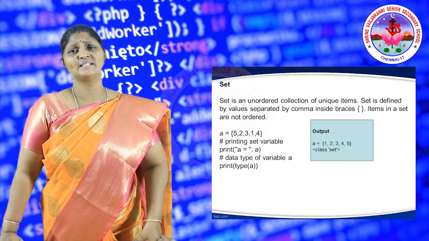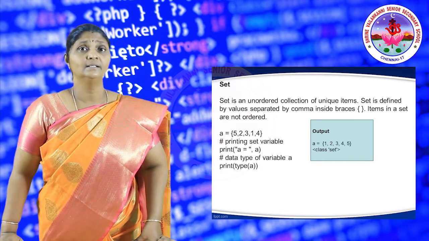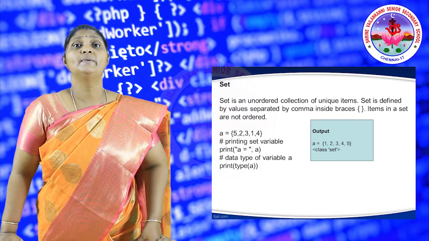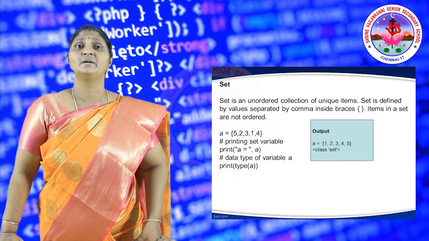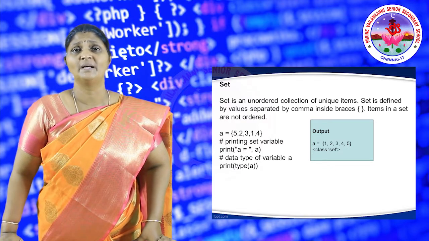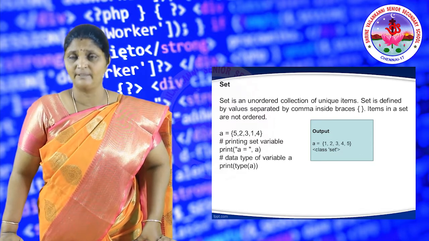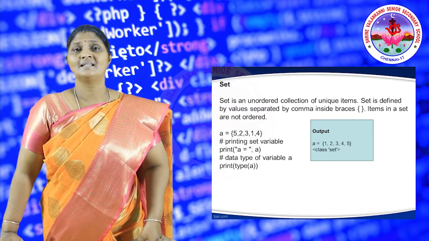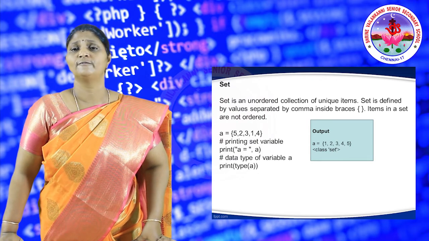It just prints A is equal to what? And print type of A. Type is an inbuilt function which will display what is the data type of that particular variable. So here we are getting A is equal to 1 comma 2 comma 3 comma 4 comma 5, which is ordered when it is displayed, and the class is set when we are trying to print type of A.